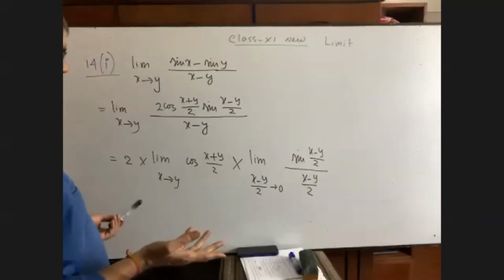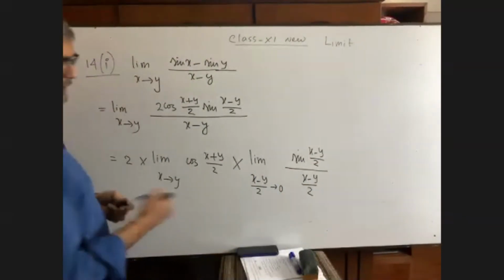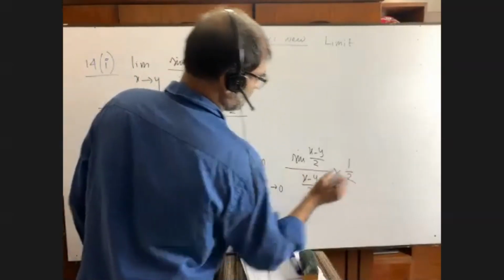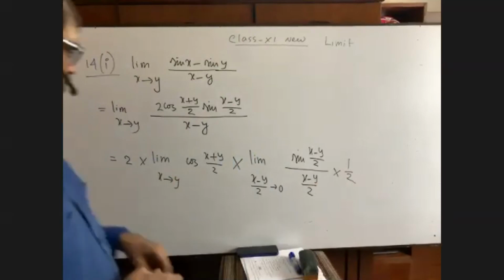Please let me know what is happening here. Into half. It is 1 by 2. So it is 1 by 2. Now please try to understand what I have done here.